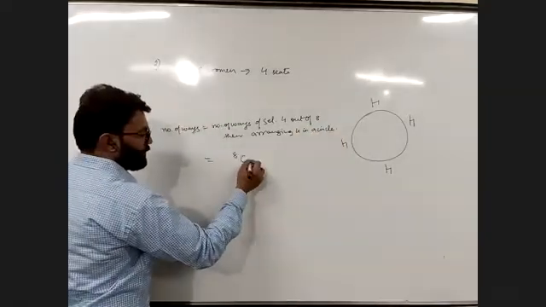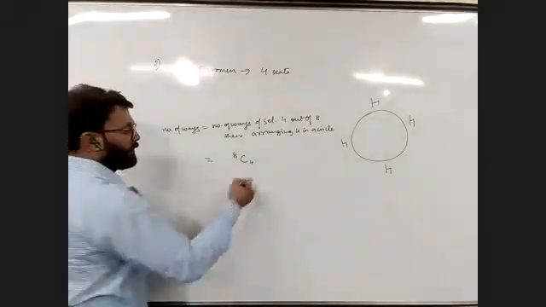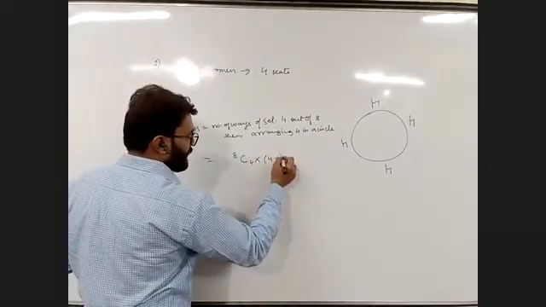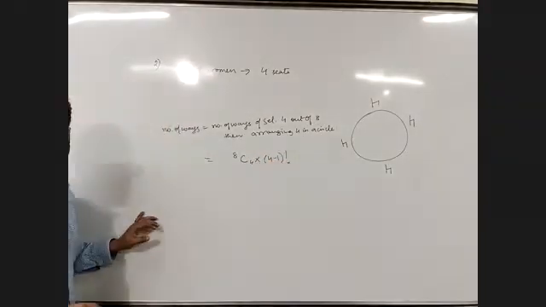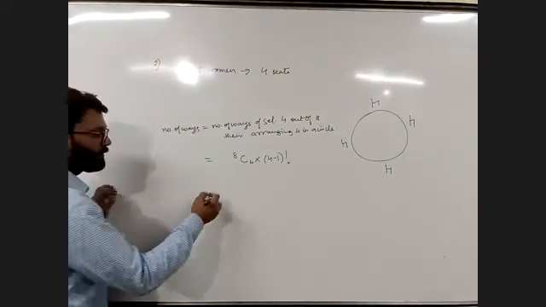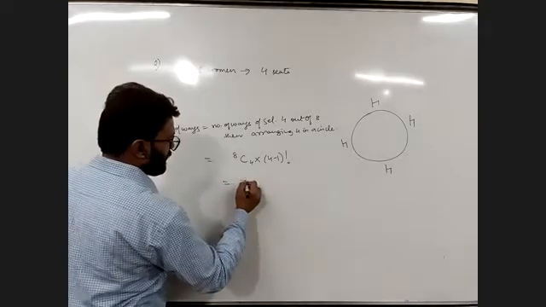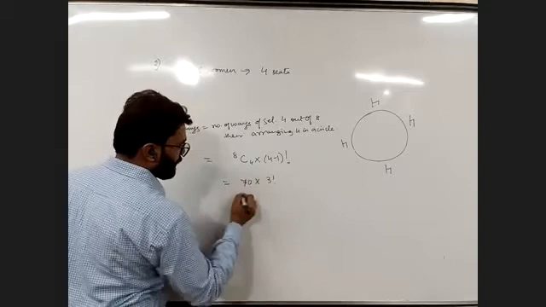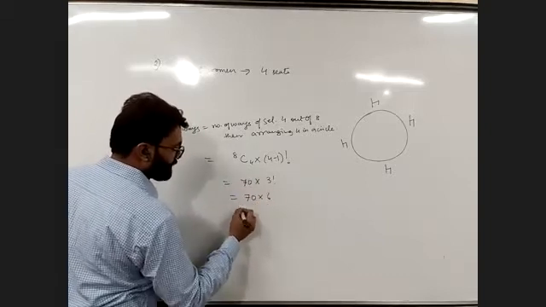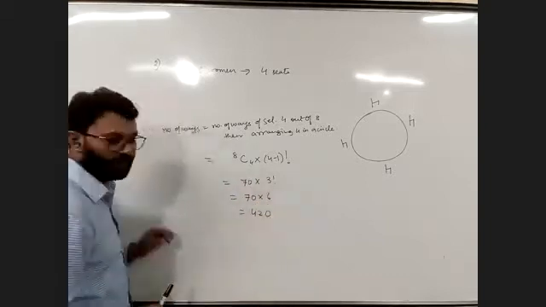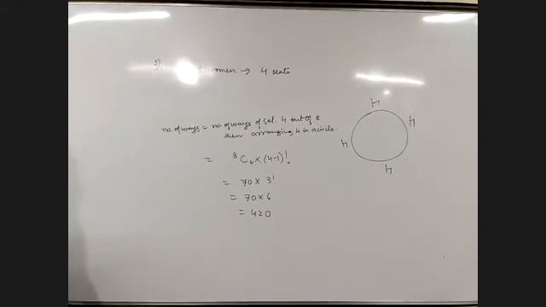Selecting 4 out of 8, C8 4. Arranging 4 in a circle, so 4 minus 1 factorial, because arrangement in a circle is n minus 1 factorial. Now C8 4 is 70 into 3 factorial. So this will be 70 into 6 is equal to 420. Is it clear now?